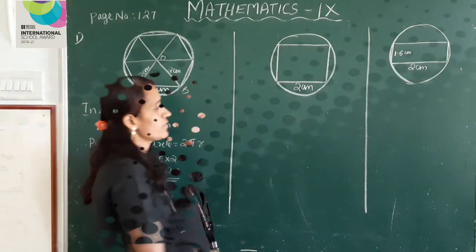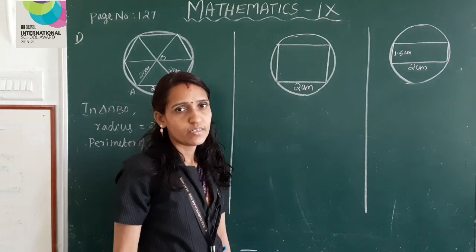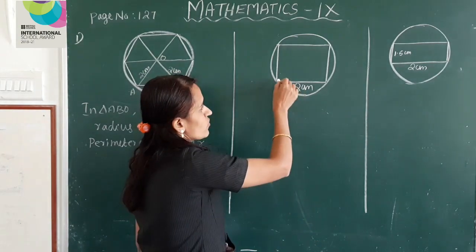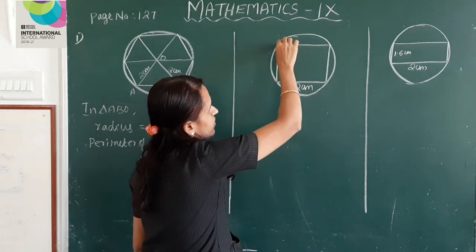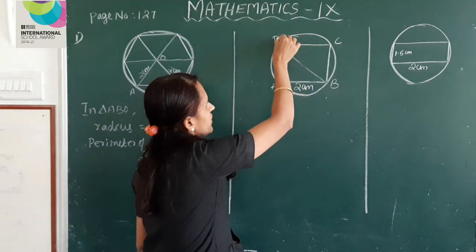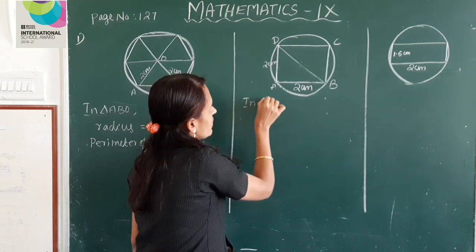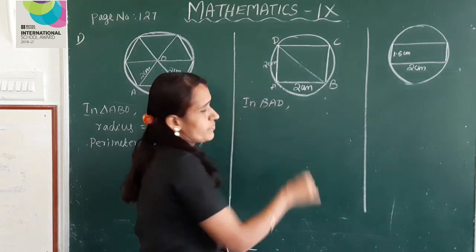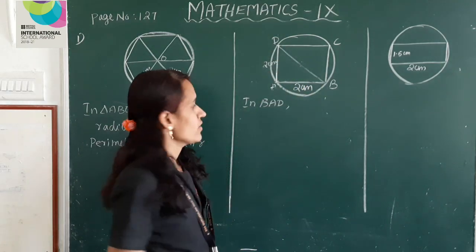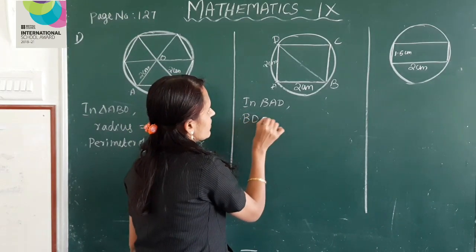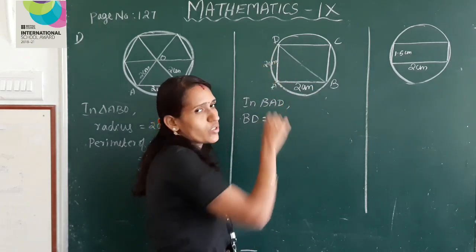The second figure, one side of a square is 2 centimeter. Okay, first we have to find its radius. Draw diagonal. AD is also 2 centimeter. So, in triangle BAD, AB is 2 centimeter, AD is 2 centimeter. Next we have to find BD. BAD is a right triangle. Here base is 2 centimeter and altitude is also 2 centimeter.